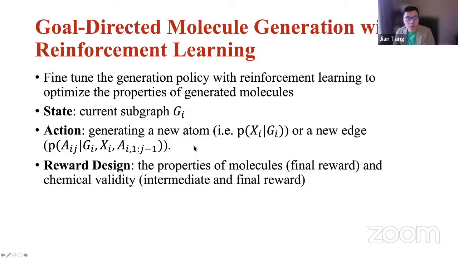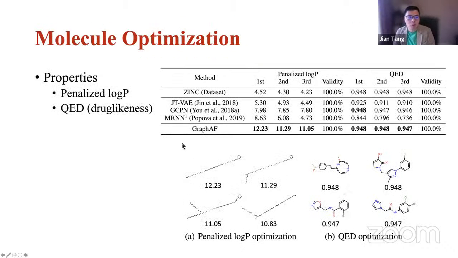Here we evaluate our algorithm on two properties. One is P log P, and the other one is drug likeness. We compare with different algorithms, basically using the top three best molecules generated by each algorithm. We can see that compared to other algorithms, our algorithm is able to find molecules with optimal properties for both properties. Here are some examples of the molecules generated by our algorithm for the two properties.